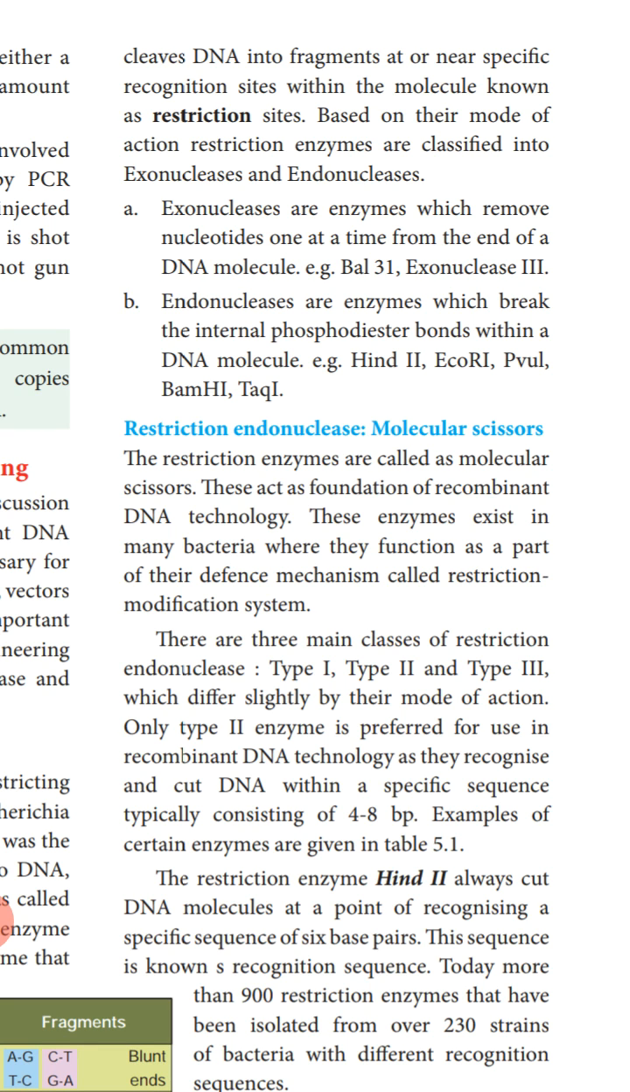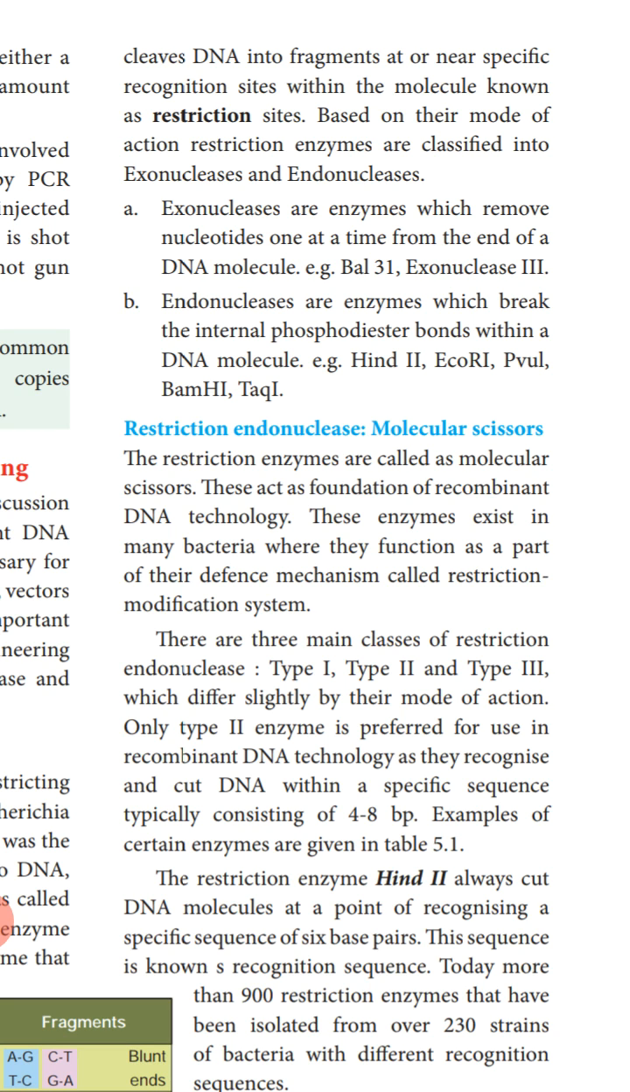The restriction endonuclease is also called molecular scissors. These act as the foundation of recombinant DNA technology. These enzymes exist in many bacteria. So restriction endonuclease is the enzyme called the molecular scissor, essential for recombinant DNA technology. It is obtained from many bacteria, where it functions as part of their defense mechanism.